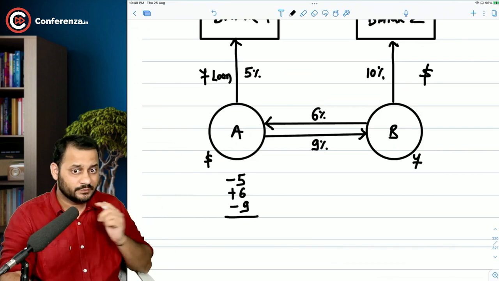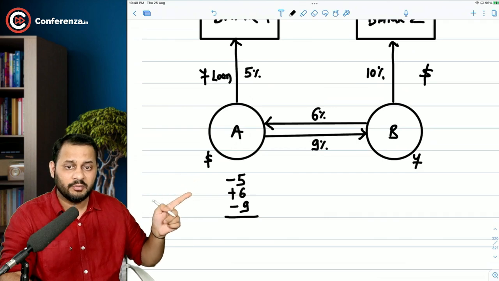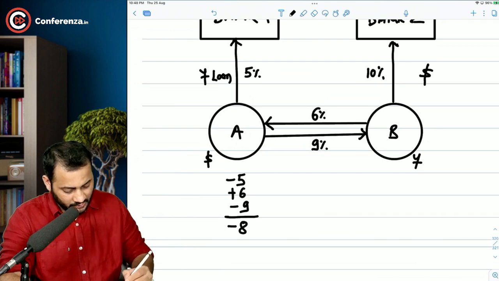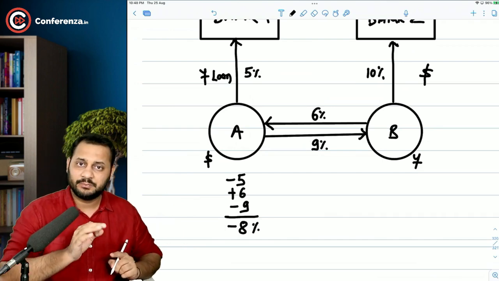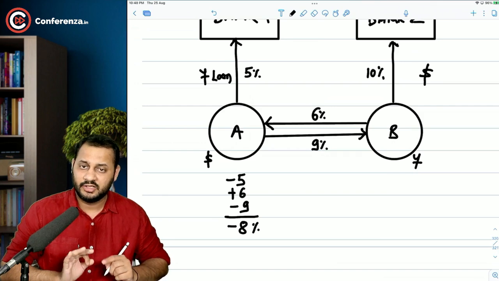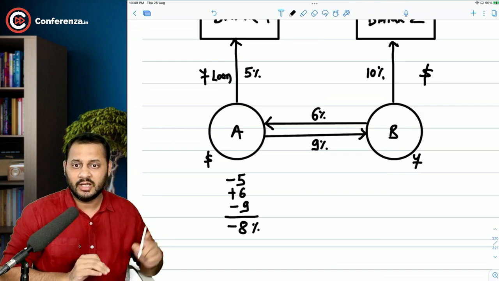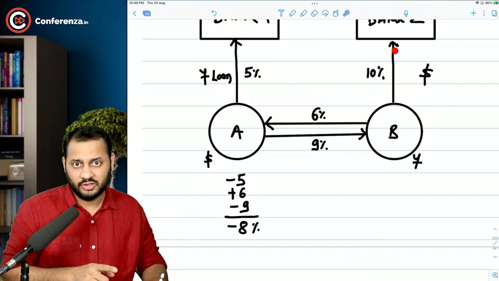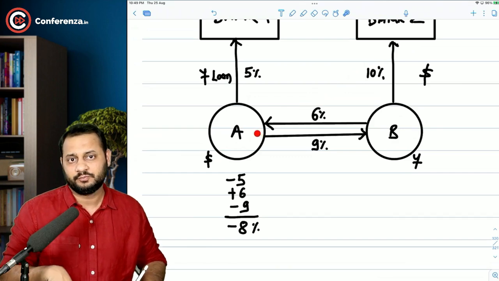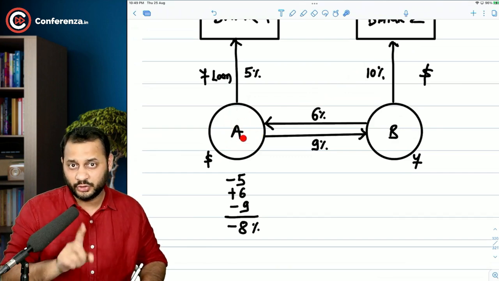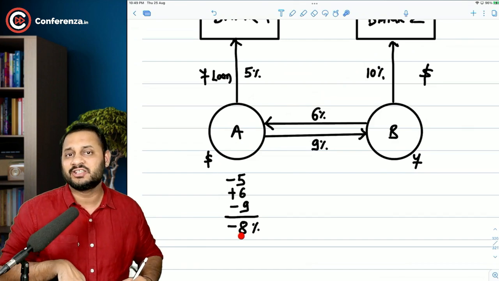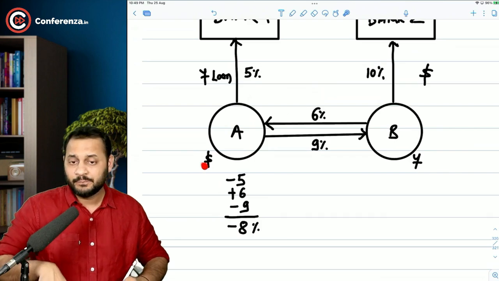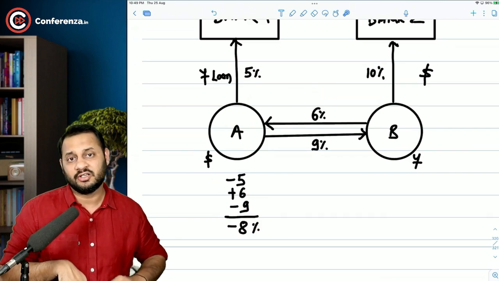Ultimately, the outflow is 9 plus 5, 14 minus 6, that is 8%. Do you agree? So ultimately A incorporation is paying 8%. Ultimate cost to him is 8%. And he is using the dollar loan. In the beginning itself, B borrowed the dollar from bank 2 and gave it to A. So A incorporation is using $2 lakh and paying 8% interest under the swap.